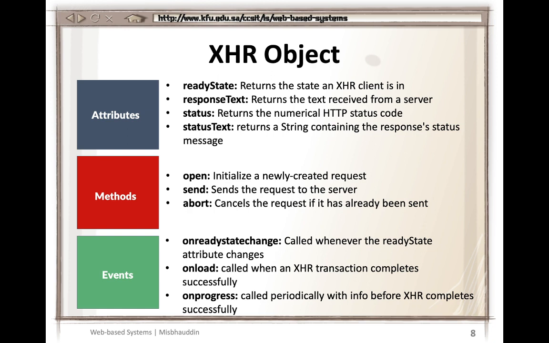There are some events as well that we are interested in, which is what this XHR object reacts to. Whenever we are waiting for a request, we want to look at whether there is a change in the status of the XHR object. So for this, we have an event handler. We assign an event handler for on ready state change. There are other events as well. On load, which is called when the XHR transaction completes successfully. On progress, which is called periodically while the XHR is in progress.